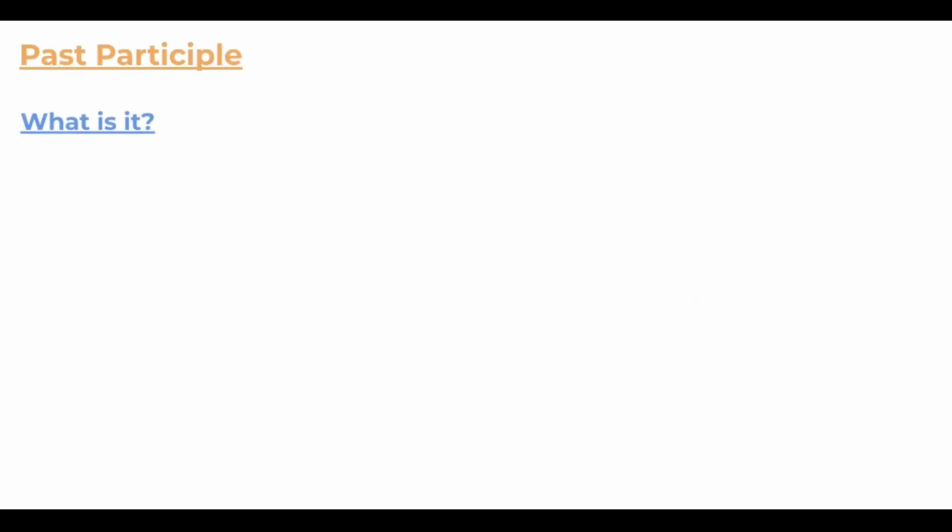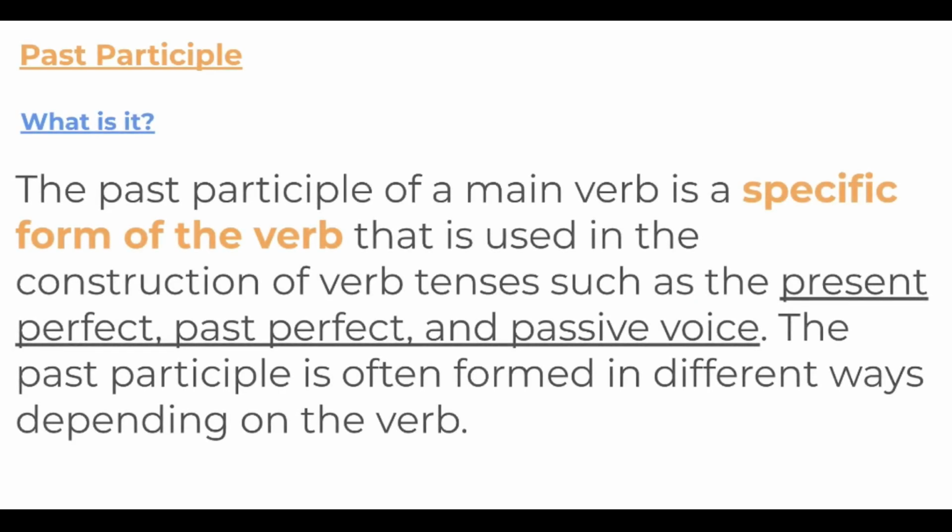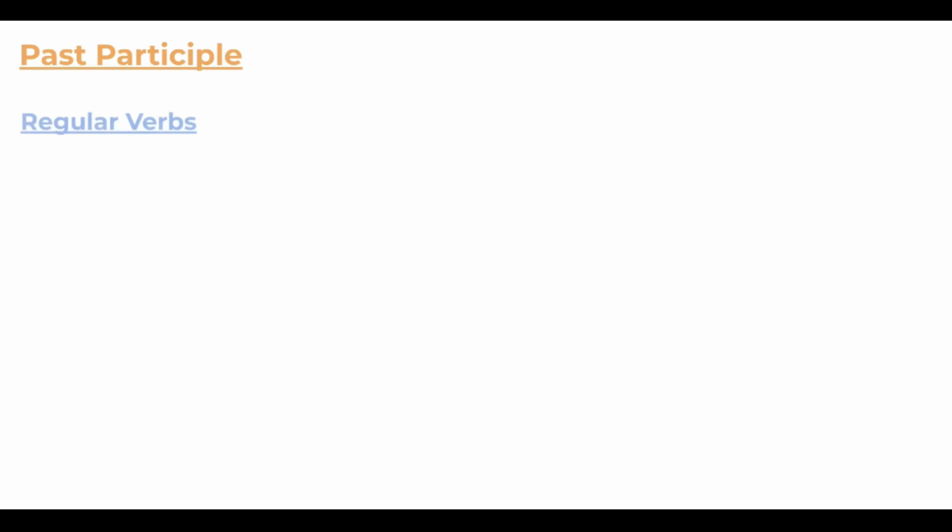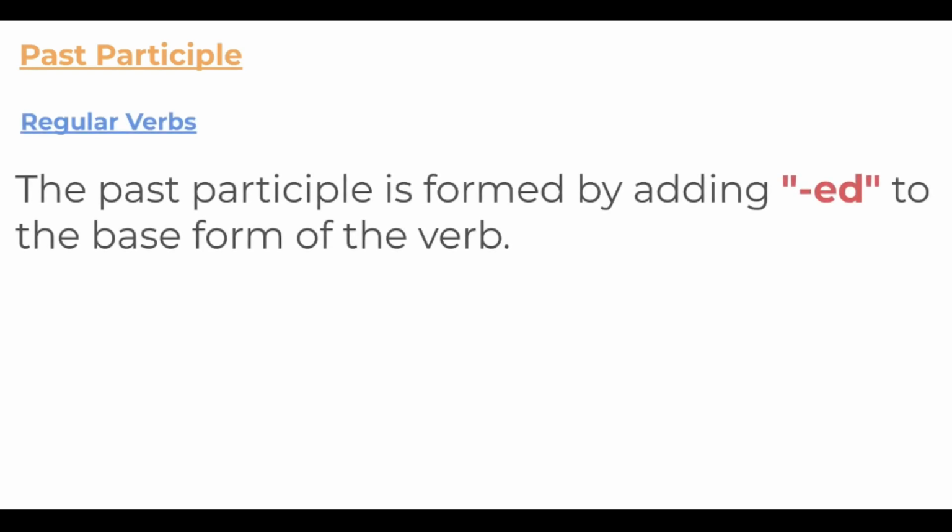Okay, what is the past participle? Well, the past participle of the main verb is a form of the verb, and it's used in tenses like the present perfect, like we're looking at, the past perfect, and also the passive voice. And it's formed in different ways depending on the verb. In regular verbs, we are forming it by adding ed to the base form of the verb.